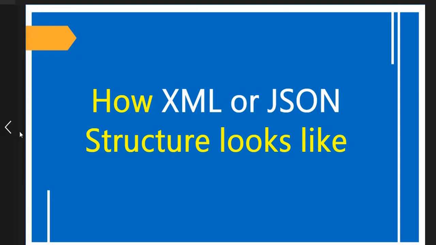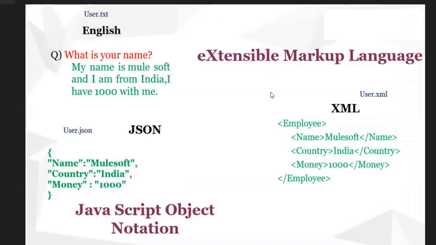So now, from the beginning we have been discussing XML data and JSON data. How will the XML data structure look, and how will the JSON data structure look? This is just a simple example to help you understand the difference between the data formats. Let's assume that we have a text file, and in it we have questions and answers in the English language and English format.